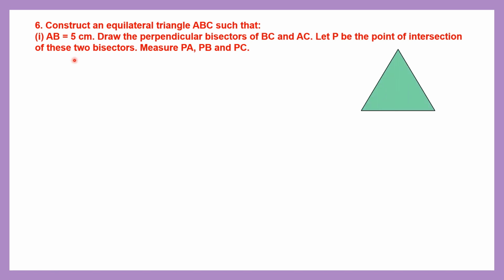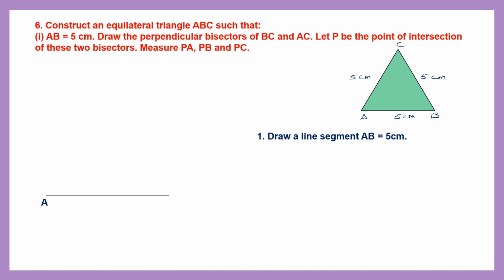So let's draw the rough figure. So here we have AB and this is 5 centimeters and this is going to be C. So that means all three sides are 5 centimeters because this is an equilateral triangle. So first let's construct this. Okay, so let's begin by saying draw a line segment AB equals 5 centimeters. So we have A and B and this is 5 centimeters.